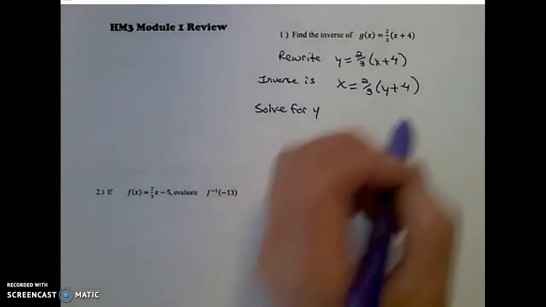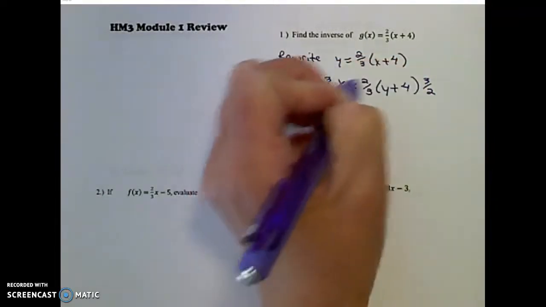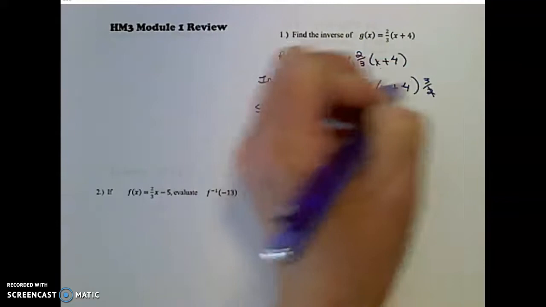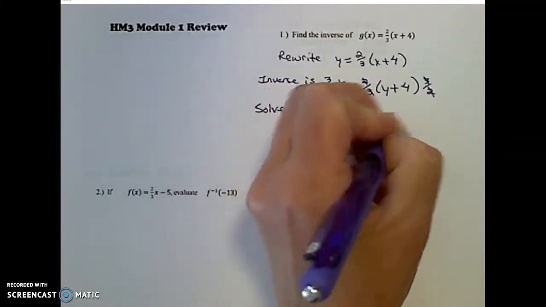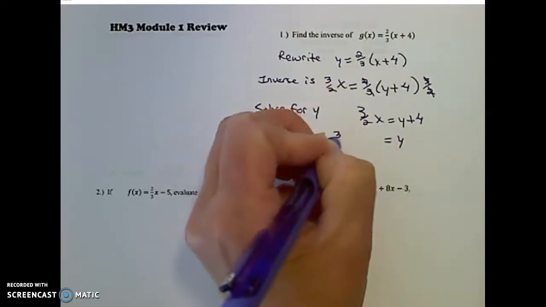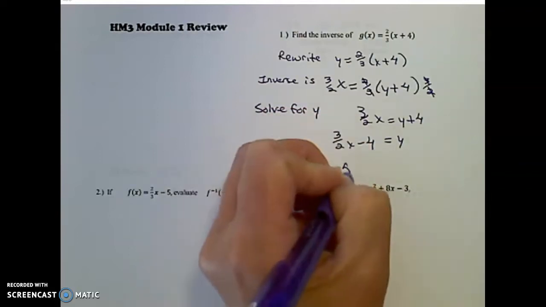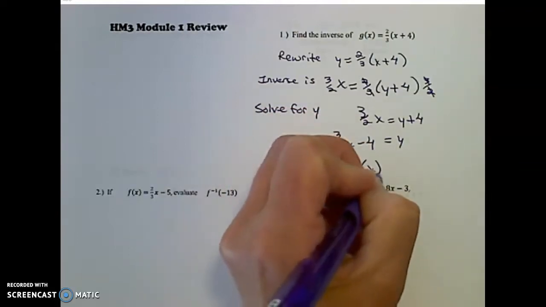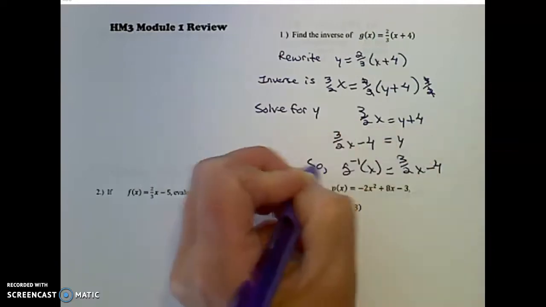To get rid of that 2/3, I'm going to multiply both sides by 3/2. That's easier than distributing, so those are gone. And I'm left with 3/2 x is equal to y plus 4. Subtract 4 from both sides, and I'm left with 3/2 x minus 4. So the inverse is g inverse of x is equal to 3/2 x minus 4.